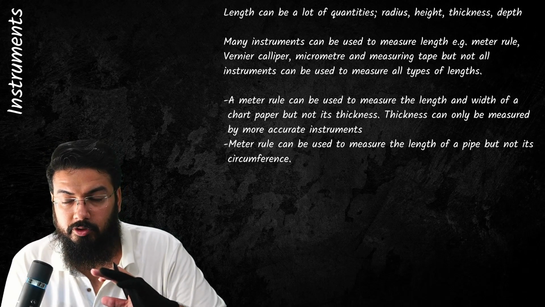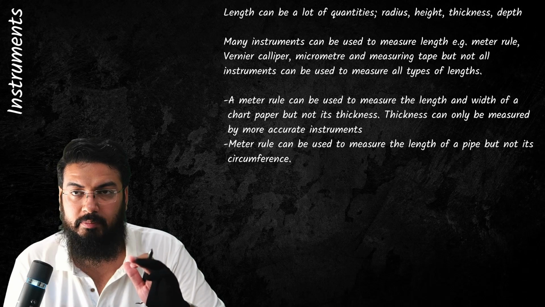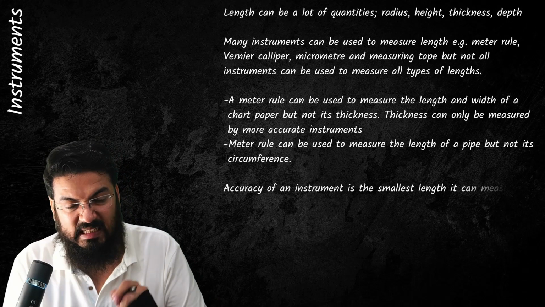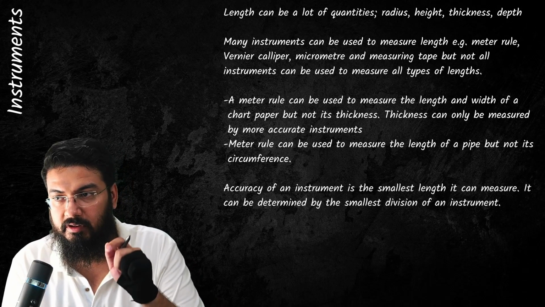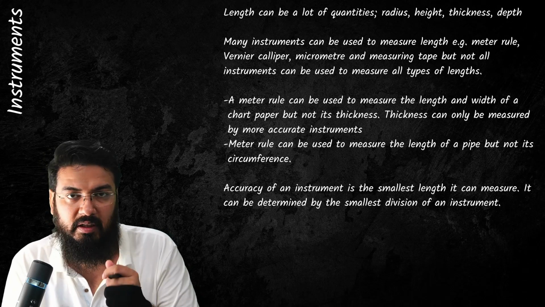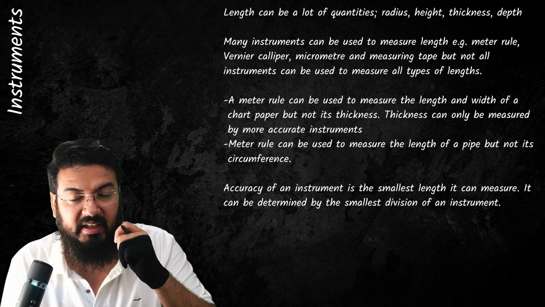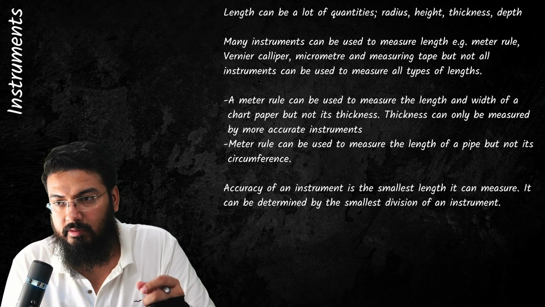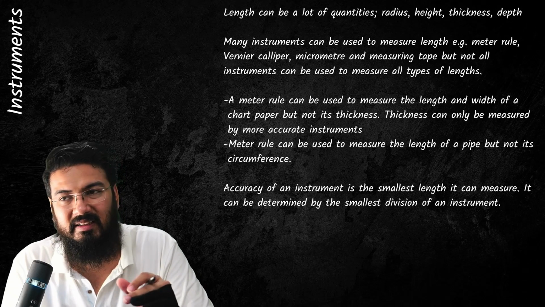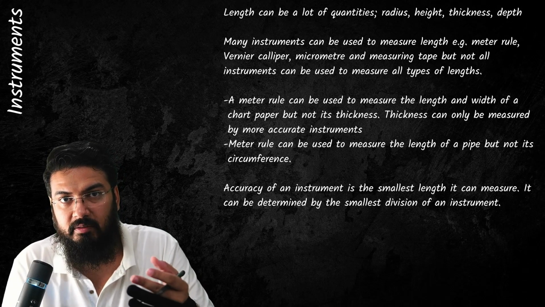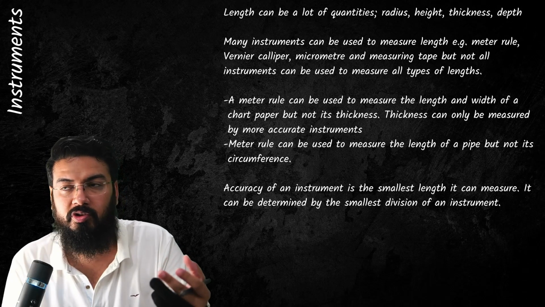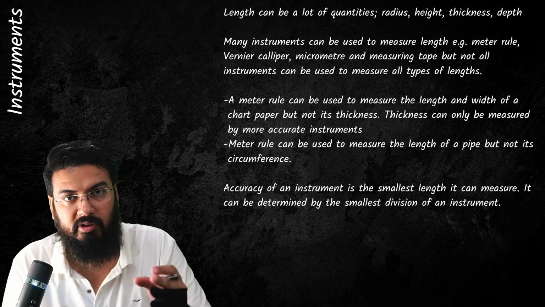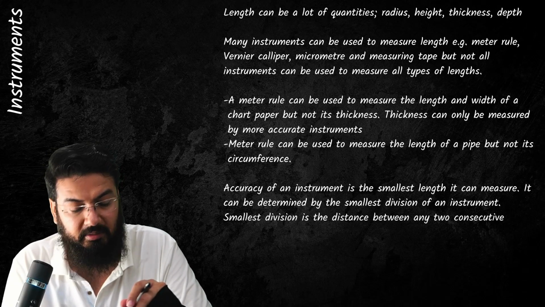Again, you have different instruments that can be used to measure different types of lengths, but also each instrument has its own different accuracy. Let's say for example you have a micrometer screw gauge, which is a very accurate instrument, but you cannot use it everywhere. And then you have meter rules, which are much less accurate, but those are the most available instruments. So usually most measurements that you take for length are using a meter rule. That's something that you need to remember.